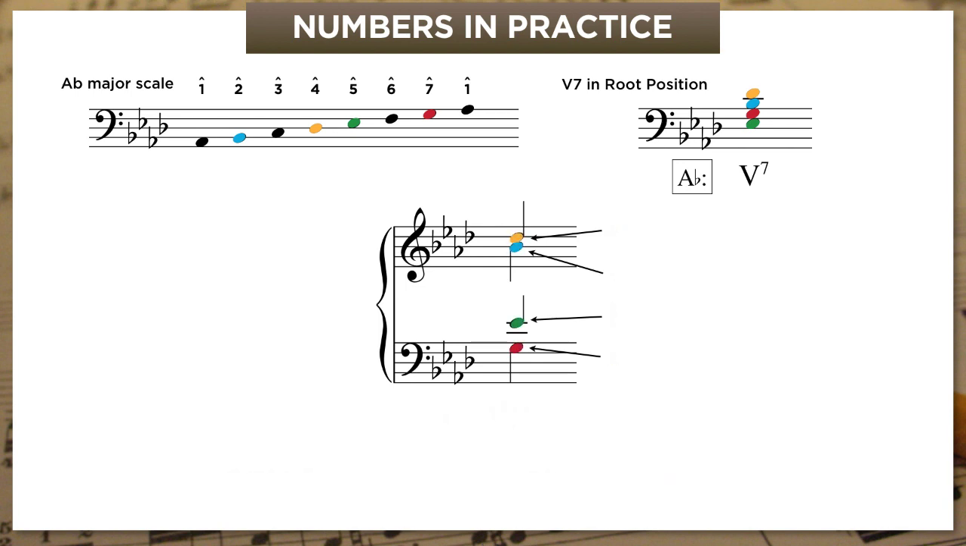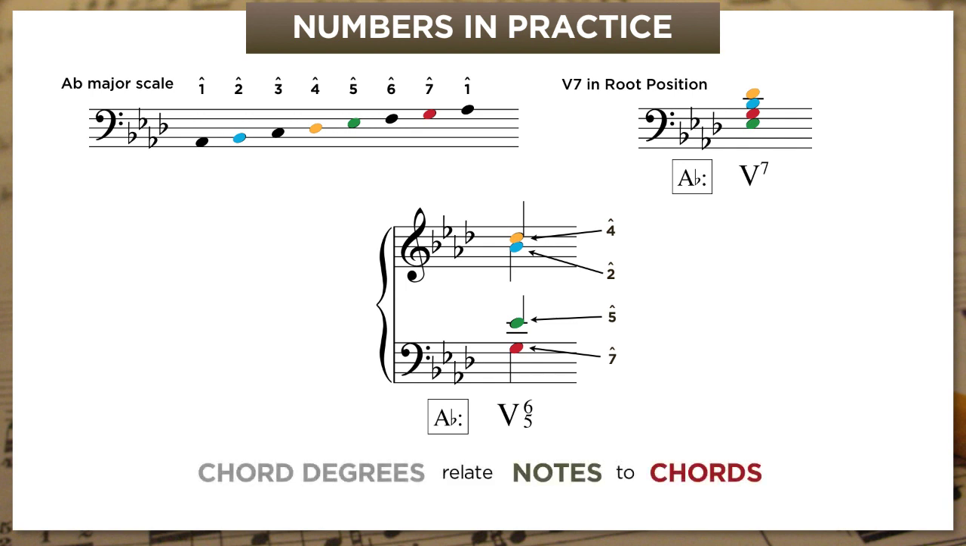But let's reset things back to A flat major so we can take a moment to recall that there is in fact another way to refer to the notes of this 5-7 chord, and that's with chord degrees, which relate notes to chords independently of the surrounding key. Now, as it happens, we've already used one of these degrees in our discussion already, when we referred to E flat as the chord's root.